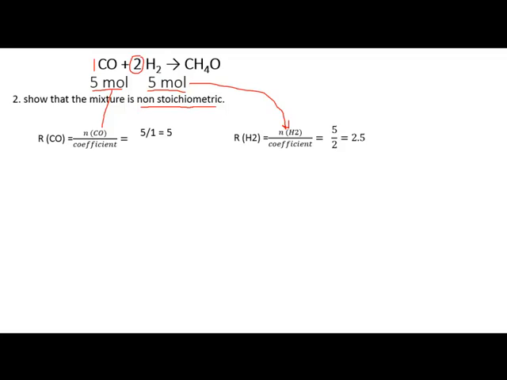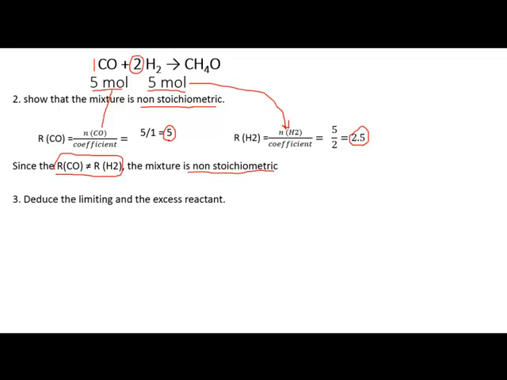As you know, in order to determine if the mixture is stoichiometric or non-stoichiometric, we compare the ratio of carbon monoxide with the ratio of hydrogen. Since they are different ratios, the mixture is non-stoichiometric. So when the ratios are not equal, the mixture is non-stoichiometric.